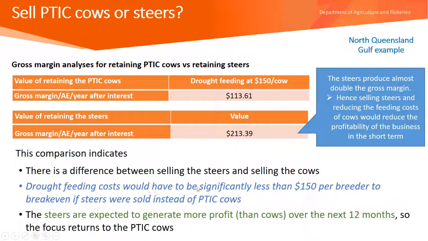Drought feeding costs would have to be significantly less than the 150 we predicted for this analysis to break even, and the steers are expected to generate more profit over the next 12 months. So the focus would return back to what are we going to do about these PDIC cows. It's probably not worth selling the steers and spreading them out.